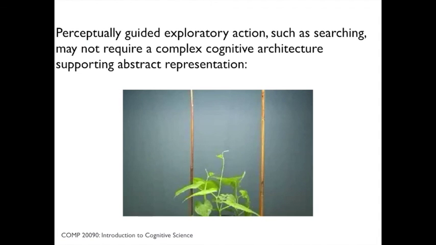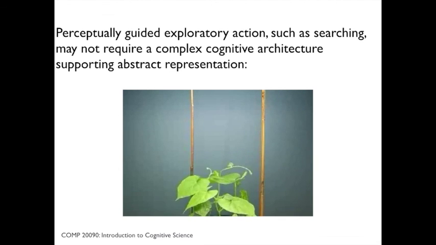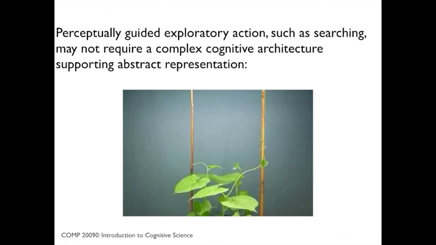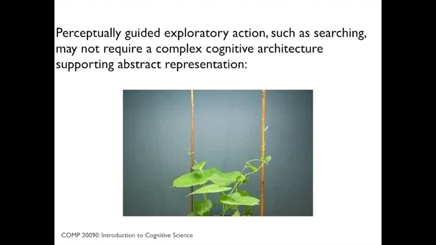We'll just finish up with this example of a pea plant, which has no brain, which is searching around intelligently in its environment for something that can support climbing. And there you go. It found something, and now it can climb. And I assure you, a pea plant has no brain whatsoever. So this business of dealing with the world is probably not to be solved using this kind of abstract, linguistic-like representation.